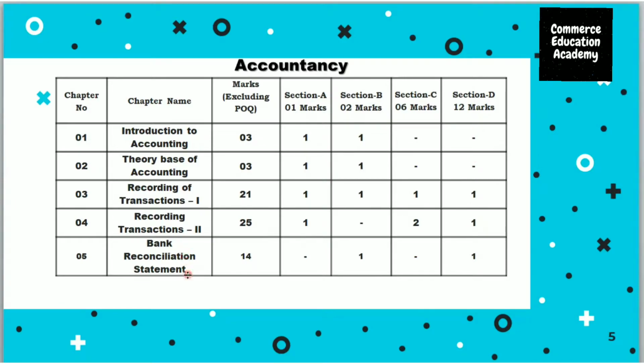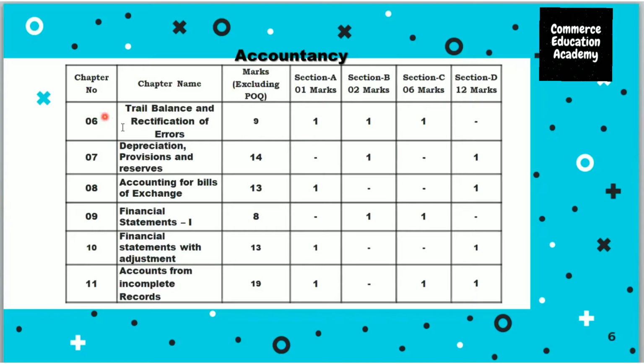Bank reconciliation statement. This chapter carries 14 marks. From Section A, nil. You don't have any question from Section A. From Section B, 1 question. From Section C, again, it is nil. And from Section D, 1 question. So 12 plus 1, 14. Sorry, 12 plus 2 marks. So 14 is the total weightage of this module. Next, moving on to the next one.